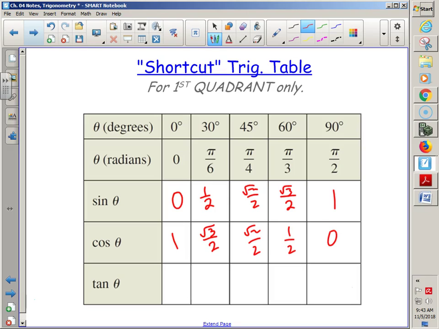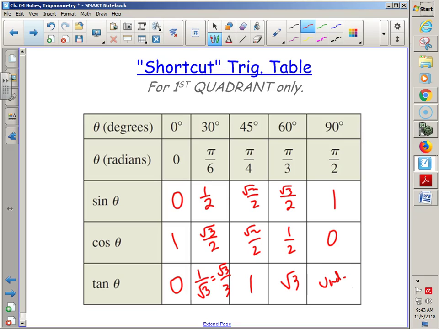What does tangent do? Opposite over adjacent, sine over cosine, y over x. What's 0 divided by 1? 0. What's 1/2 divided by square root of 3/2? The 2's cancel. You just get 1/√3, which is the same thing as square root of 3/3. Divide those two, it's 1. Divide those two, it's √3. Divide those two, it's undefined.